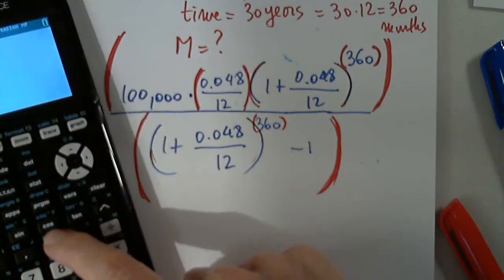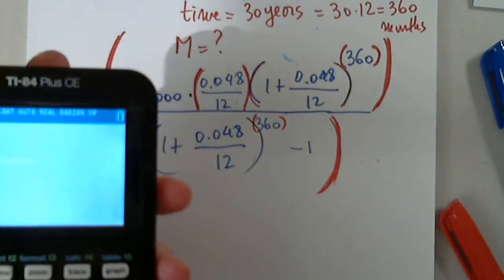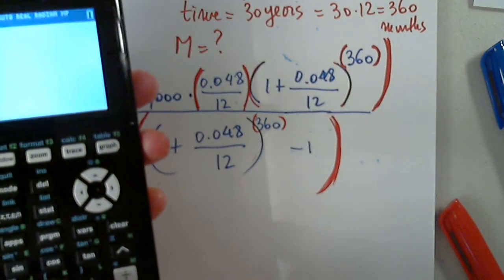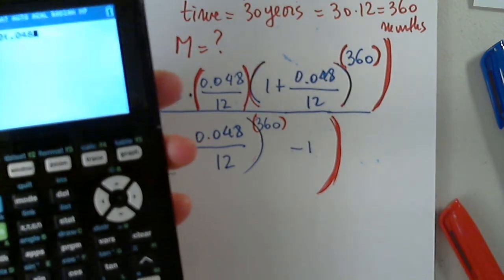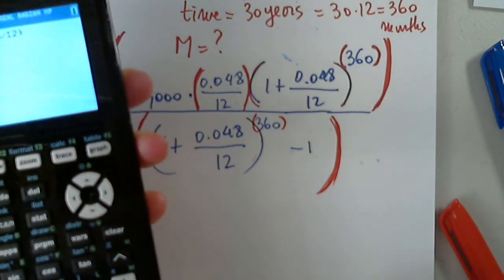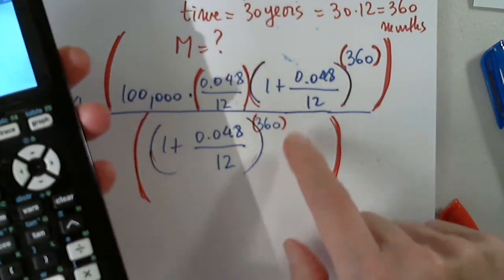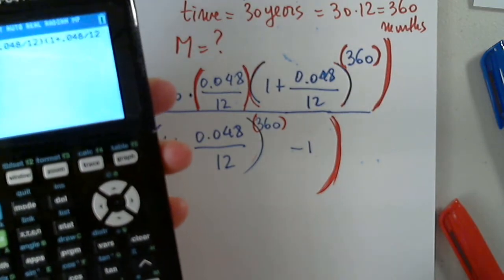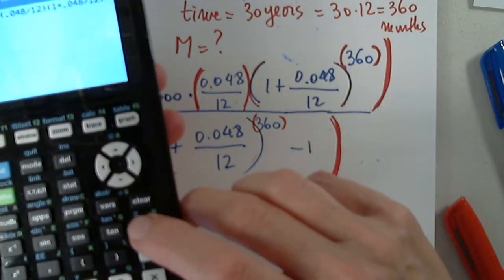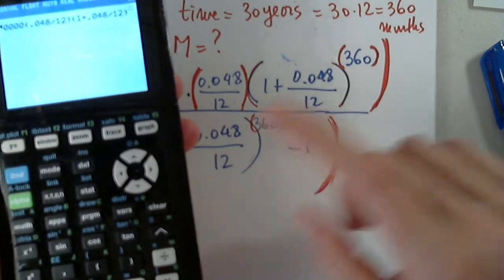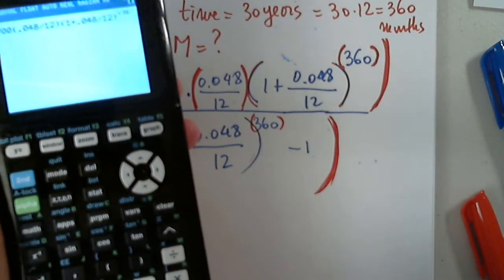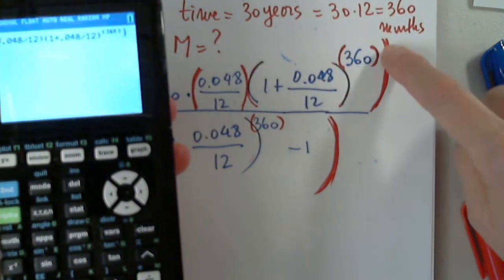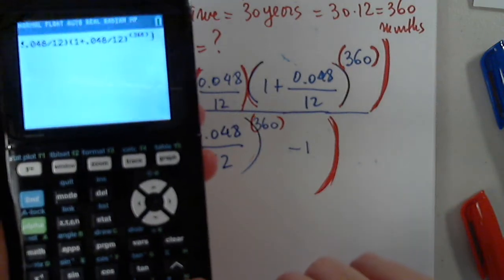So I start with the left parenthesis. 100,000. Another parenthesis. 0.048 divided by 12. Close. Open another. 1 plus 0.048 divided by 12. Close this parenthesis. Put the caret for the power, in parentheses. Again, 360. Close. Come down from there to close up with this parenthesis. Now this is divided by.